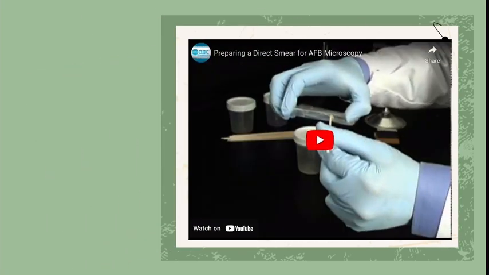Now here is an example of a preparation of a direct smear for AFB microscopy. So it is in courtesy of the QBC channel. So please take note that coiling is not shown here. So I will be teaching you on our on-site meeting on how to coil your AFB smear. So let's take a look at this video.